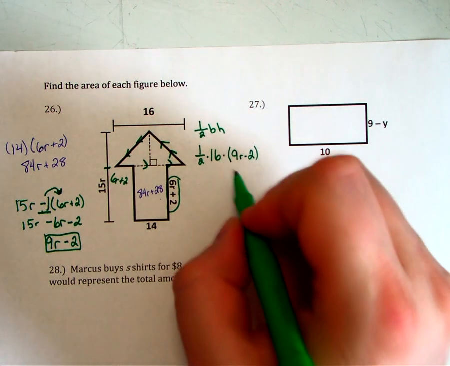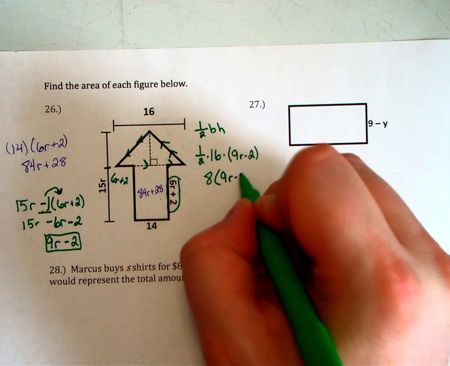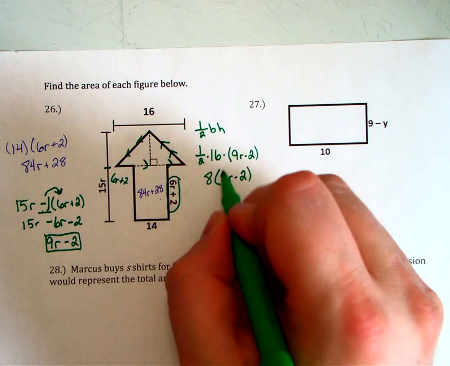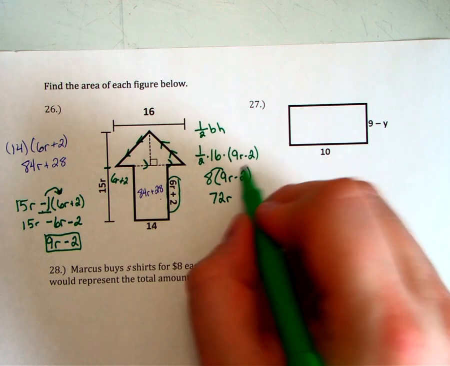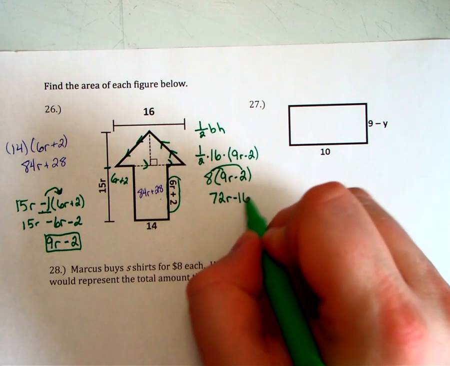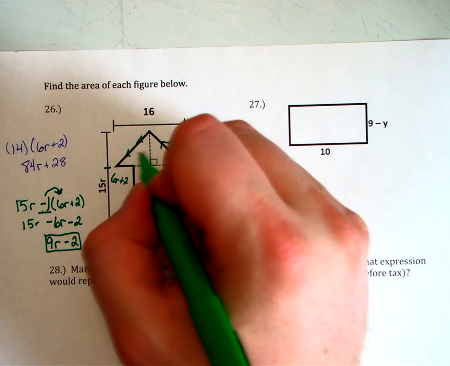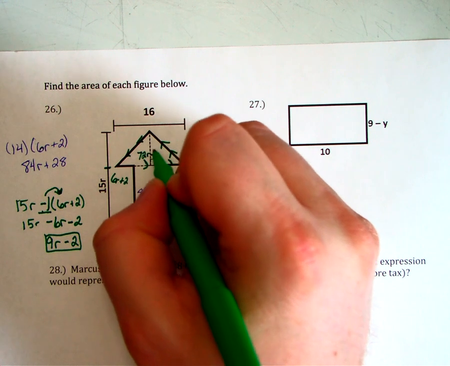We can simplify. 1/2 of 16 is 8 times 9r minus 2. Now, 8 times 9, because we want to distribute, is 72r minus 8 times 2 is 16. We did a good bit of work there just to figure out that this triangle has an area of 72r minus 16.